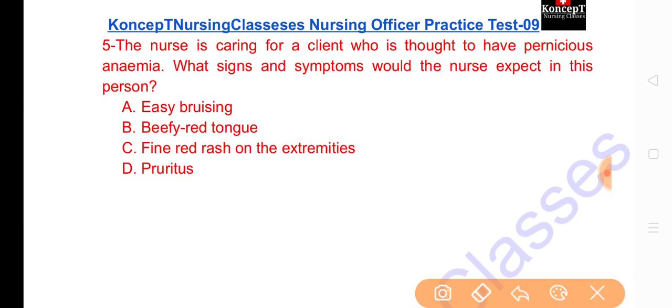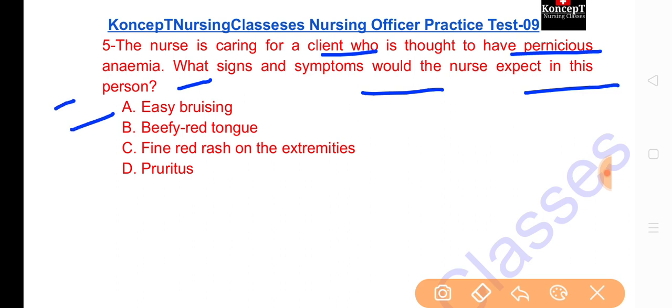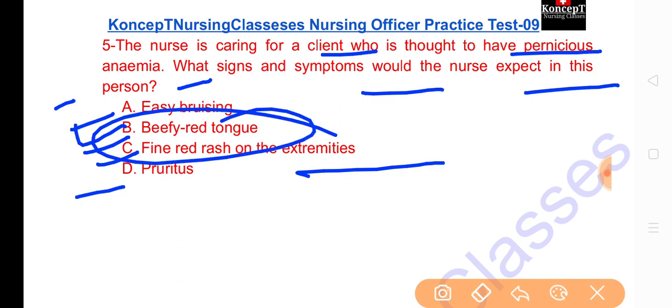The nurse is caring for a client who is thought to have pernicious anemia. What signs and symptoms would the nurse expect in this person? Easy bruising, beefy red tongue, fine red rash on extremities, pruritus. So let us see the correct answer. Option B is correct, beefy red tongue.